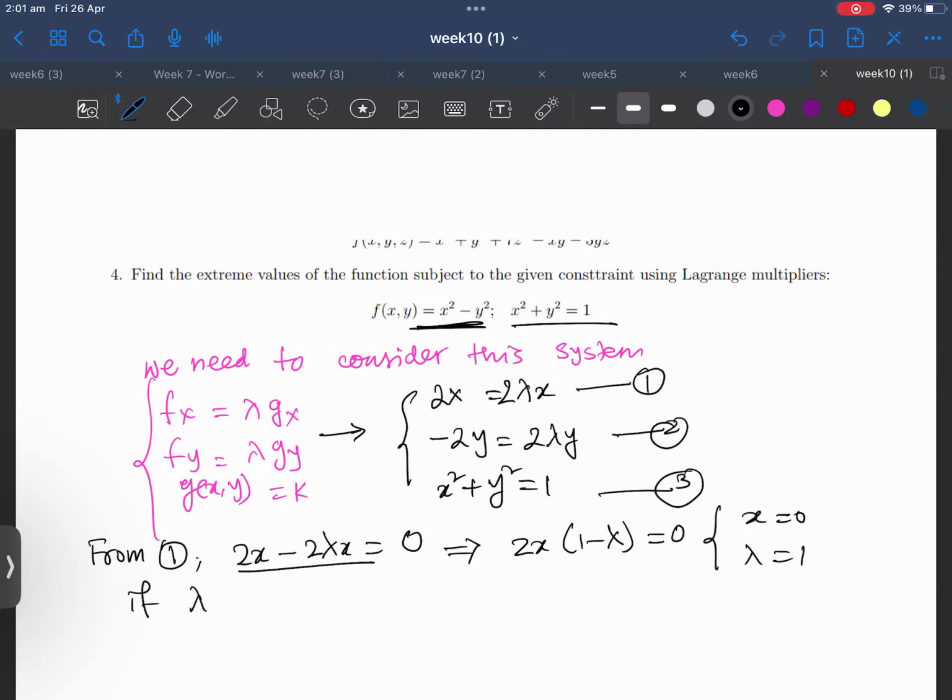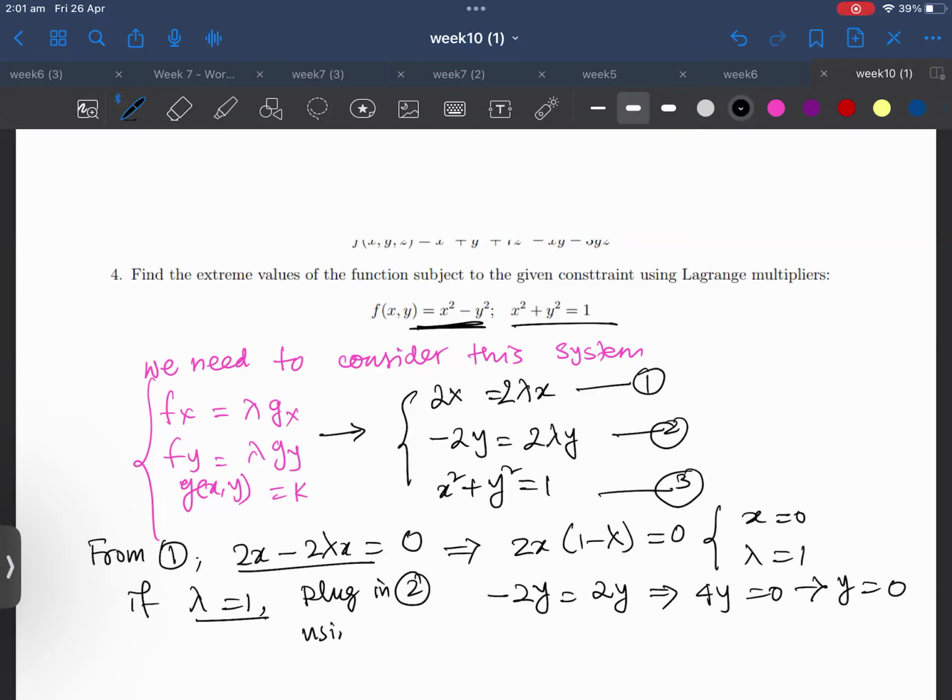If lambda equals 1 and you plug it into equation 2, you would have 2y plus 2y, which is 4y equal to 0. That means y equal to 0. And using equation 3, if you plug it here, then you have x equal to 0 and y equal to 0.